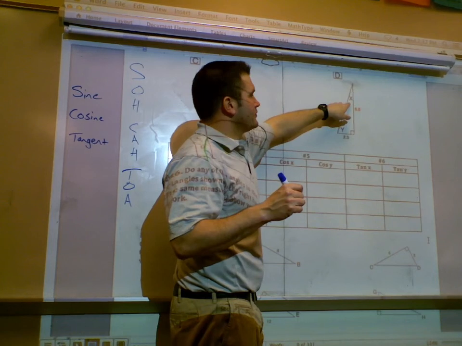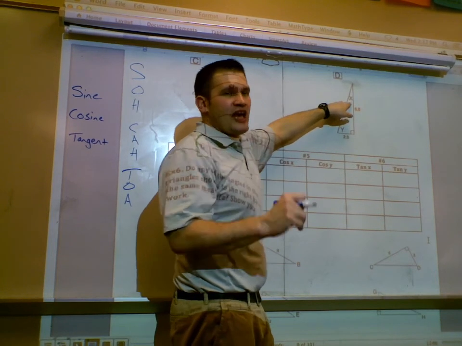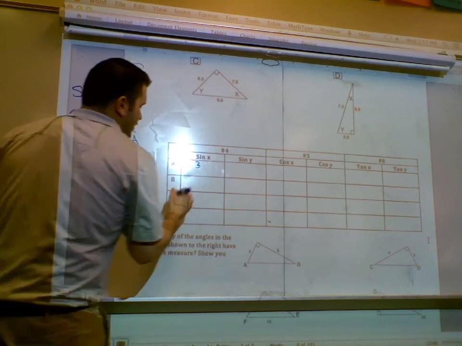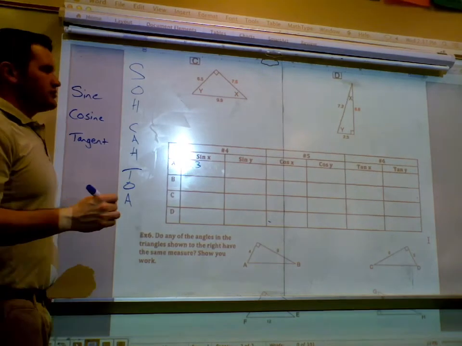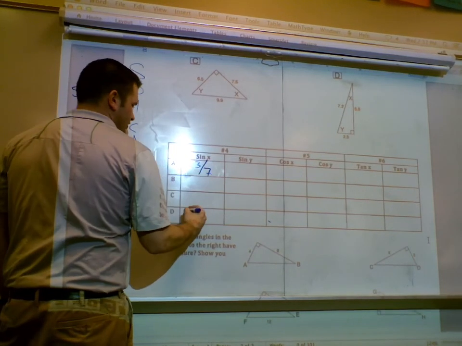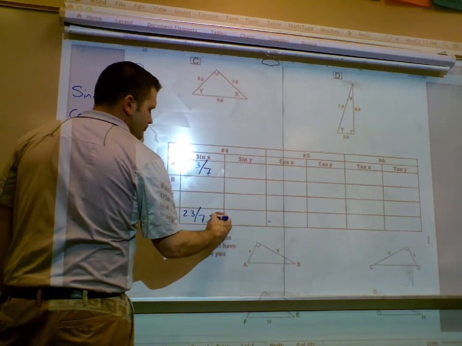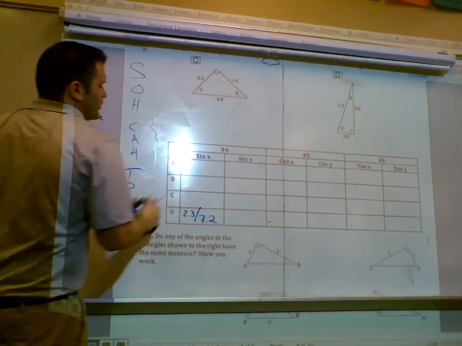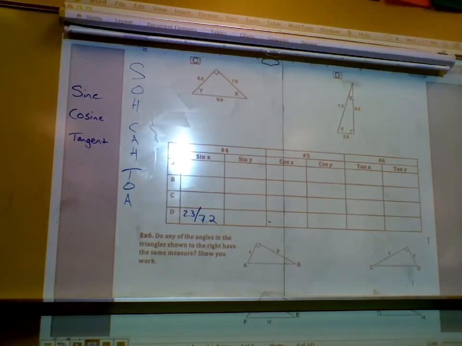Y. No, those are angles on different sides. 2.3. Opposite. So it's 2.3. What's the hypotenuse? 7.2. 7.2 because it's across the right angle. Oh, wait, we're doing D. Sorry about that, guys. So, sine of X in D is 2.3 divided by 7.2.